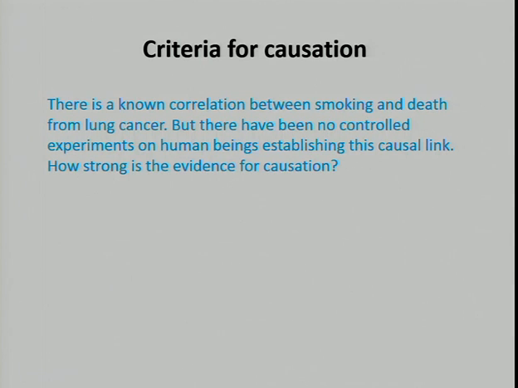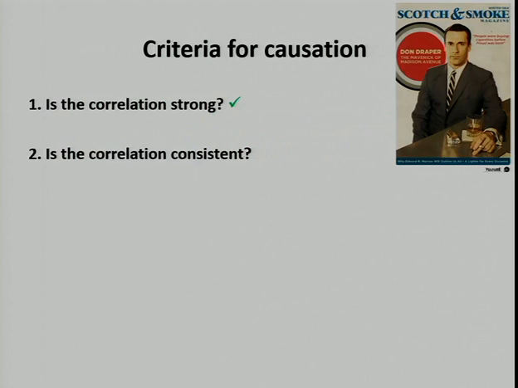So here we have an example where I think we all grant that there's a strong correlation between smoking and death from lung cancer, but you can't do controlled studies. So how does that play out with these 5 factors in that example? Strong correlation has been established. That seems to be true. It's also a correlation that's highly consistent.